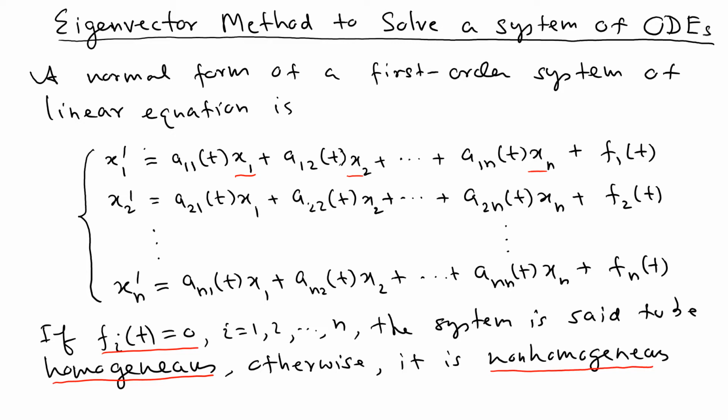In this discussion, we are only going to focus on the homogeneous system. That means those fi(t) functions are 0. Those are the ones we're going to try to solve. So now let's try to introduce the matrix notation.